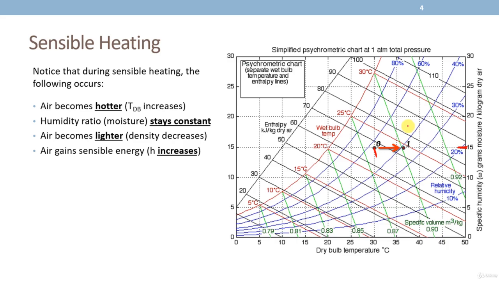The air gains sensible energy. How do we determine whether air gains or loses energy? We have to look at the enthalpy value. In this case, the enthalpy from maybe around 67 increases to maybe around 73. So there's an increase of enthalpy value. That's why the air is said to have gained energy, and to be more specific, sensible energy.